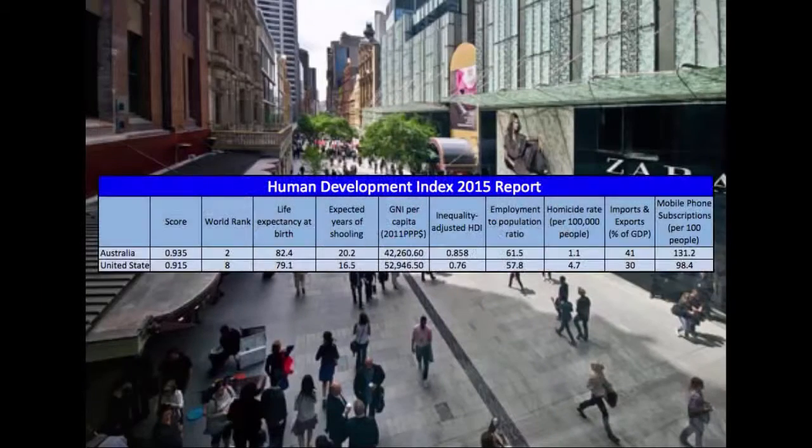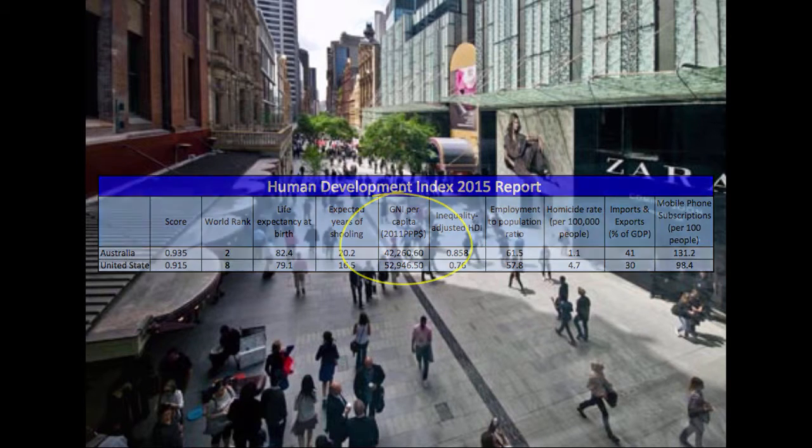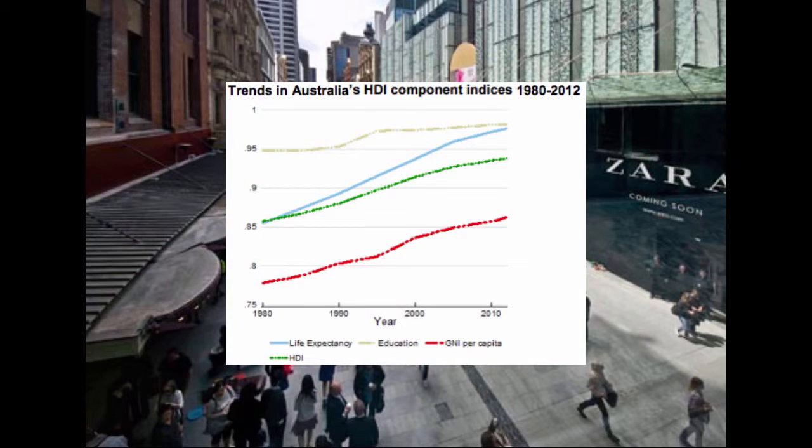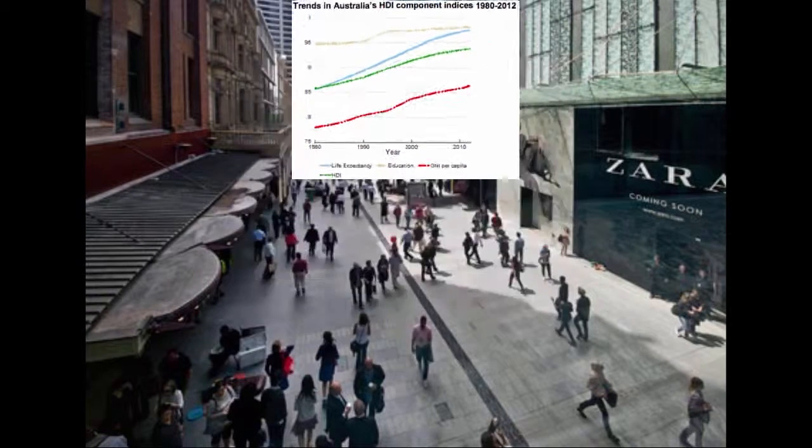The United Nations ranks Australia second with a score of 0.935 on their 2015 Human Development Index. When compared to the United States, Australia scores higher in every category except GNI per capita. Strong fiscal and social policy over the last 30 years has led to a steady increase in key components such as life expectancy, education, and GNI per capita.